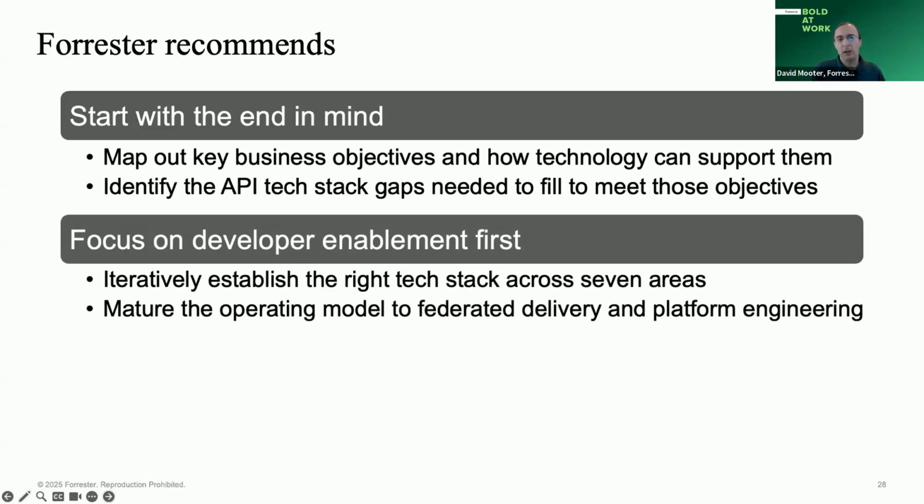As you move into execution, iteratively establish the right tech stack across the 7 areas I mentioned, and then mature the operating model to federated delivery and platform engineering to the degree that you need. Like I gave the Roche example, they're massive. Maybe you don't need to go quite as far as they did, but you definitely need to move to some extent in that direction.